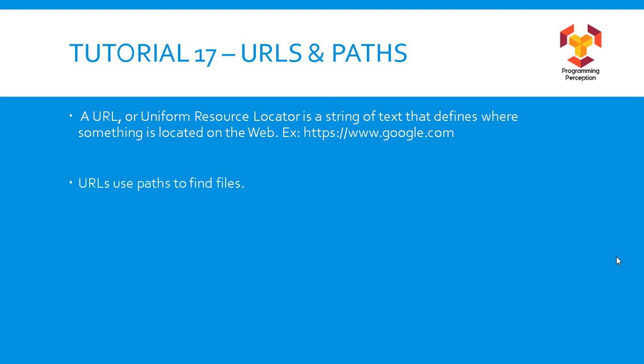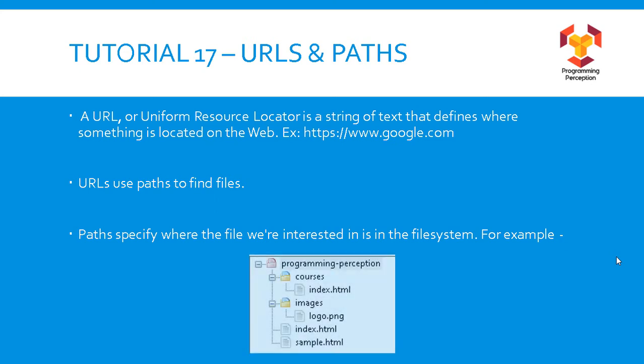Now URLs use paths to find files. There are different paths that are provided to a URL, and that path depends on the file we want to access, right? A path specifies where the file we are interested in is in the file system. To make you understand, I have created a file system for you. You can have a glimpse of that over here.